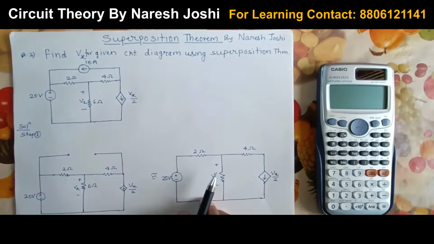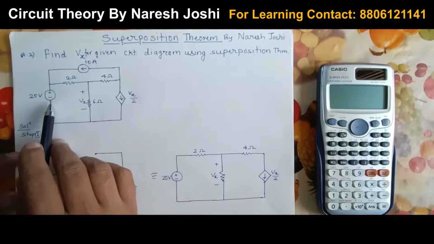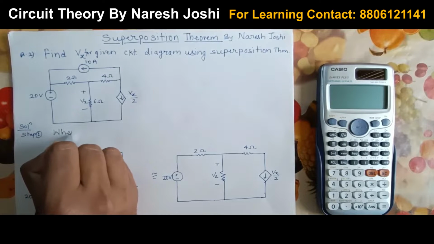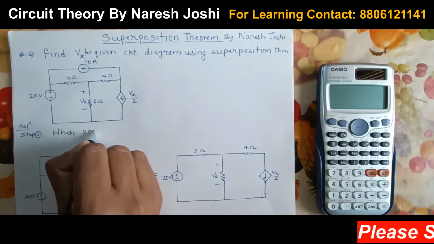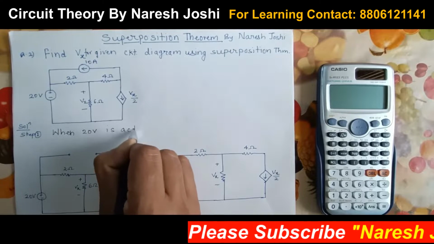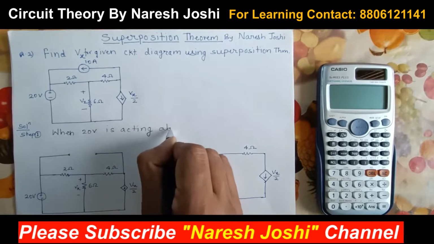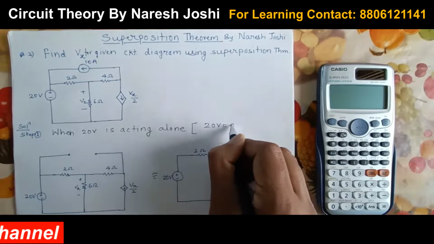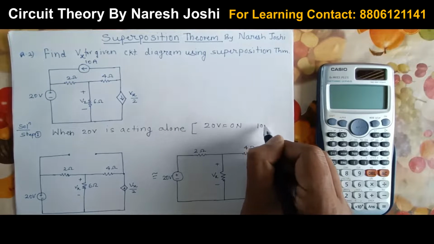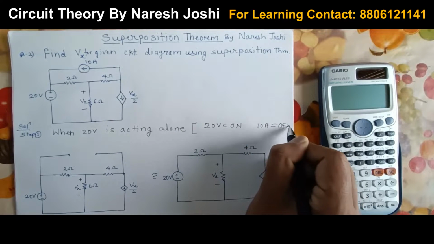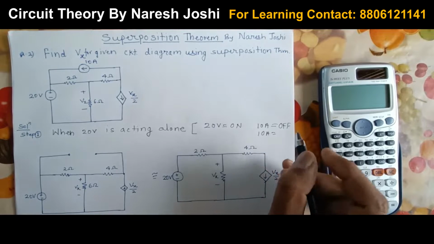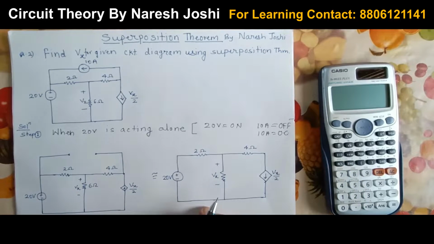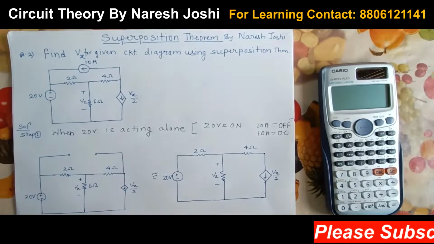So first you can see this diagram. I consider the first step when 20 volt is acting alone. Acting alone means what? That means the 20 volt is in the on condition, and the 10 ampere is in the off condition. Off means what? Here it is the current source, so it can be replaced by an open circuit. OC means open circuit. So you replace this 10 ampere by an open circuit.